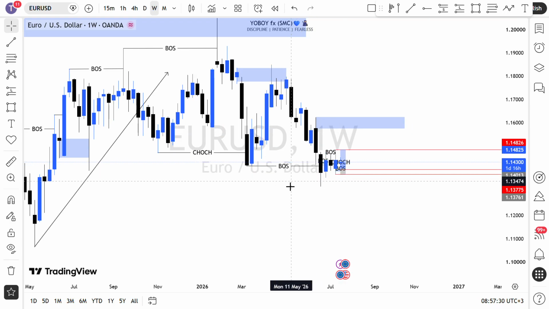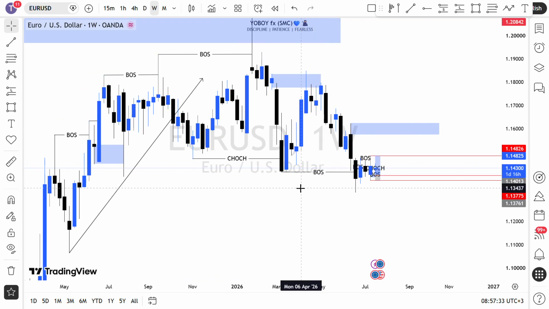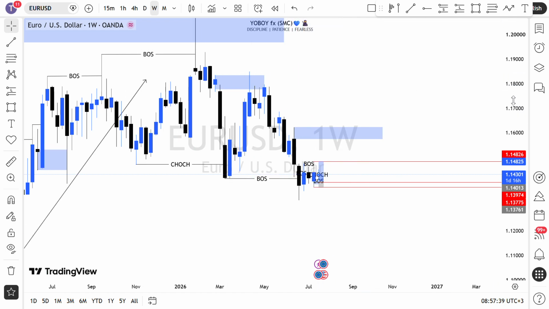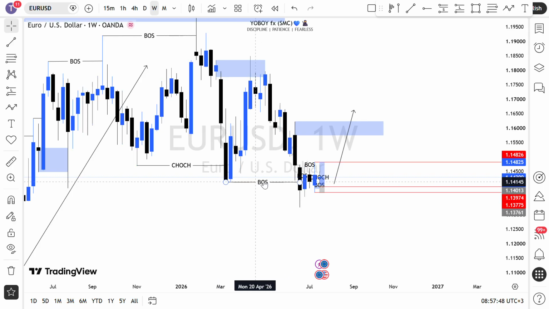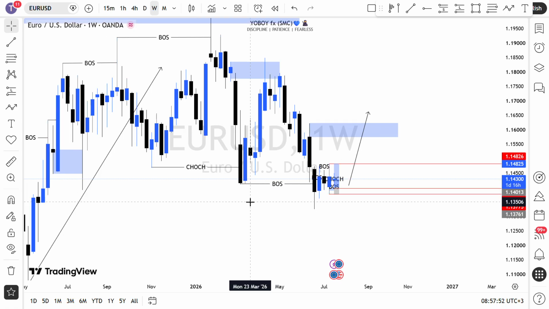Remember, whenever we take out external liquidity, we are going to see price coming inside to take out internal liquidities. So we are going to see price trading bullish right now, because we have taken out this external liquidity from a higher time frame, which is the weekly time frame. On a lower time frame, we are going to concentrate on this retracement that is coming inside into this maybe supply area, to take out internal liquidities.